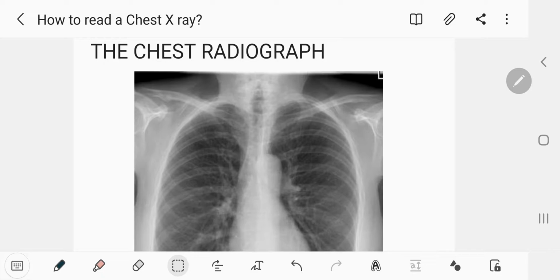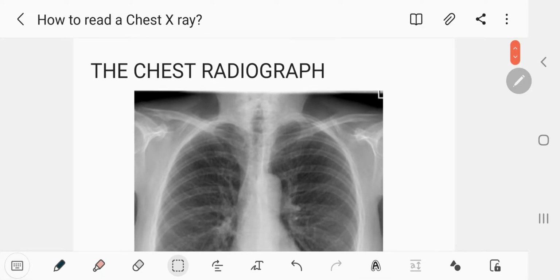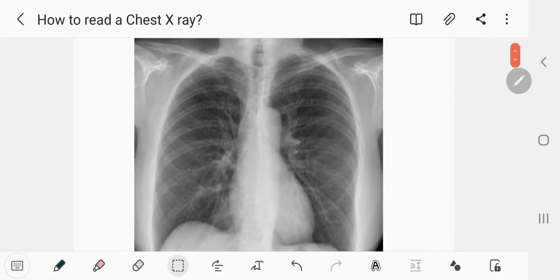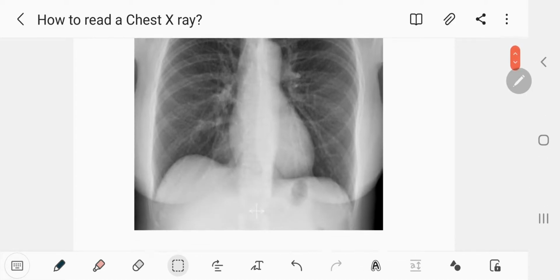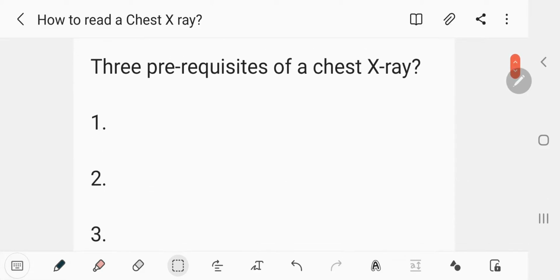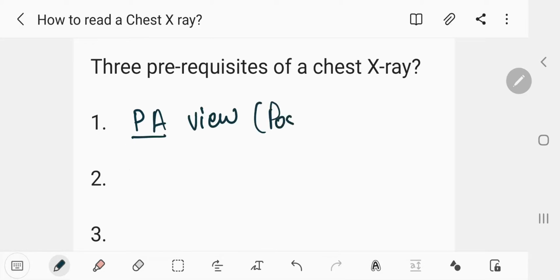In order to know what the pathology in a chest x-ray is, we should know what a normal chest radiograph looks like, right? And in order to see what a normal radiograph looks like, we should know the prerequisites of a chest x-ray. So the first one is that a chest x-ray should always be done in a PA view. Well, PA view means posterior anterior view. Now, you may ask, what is posterior anterior view? I'll come to that in a bit. Just give me a minute for that.